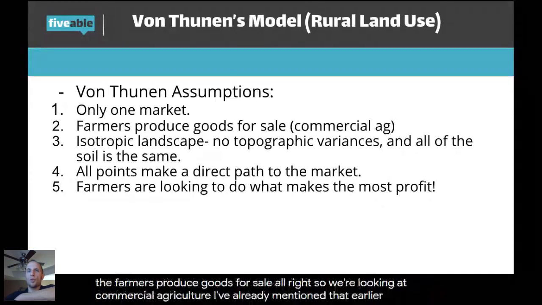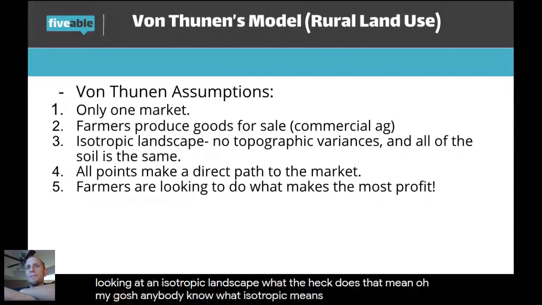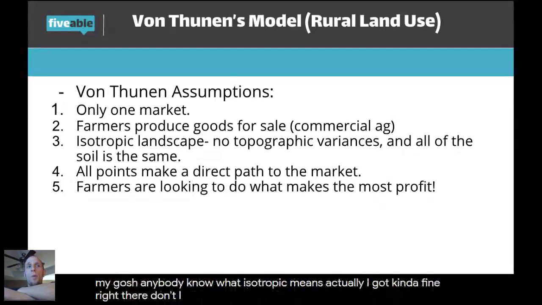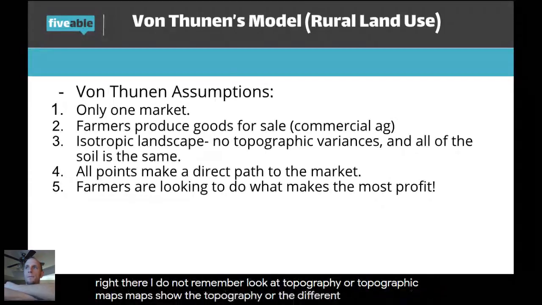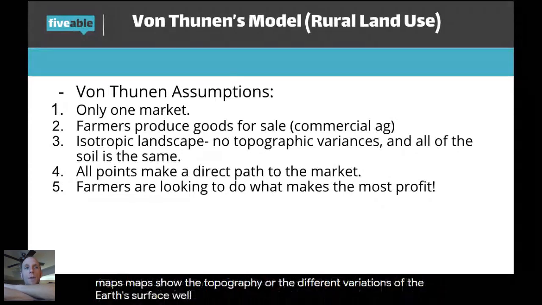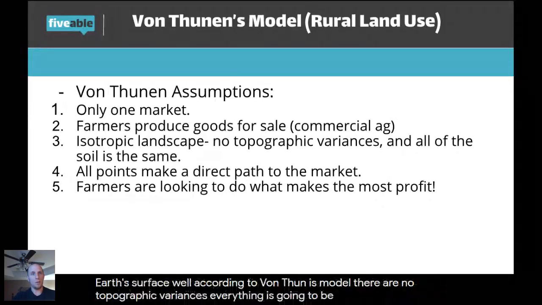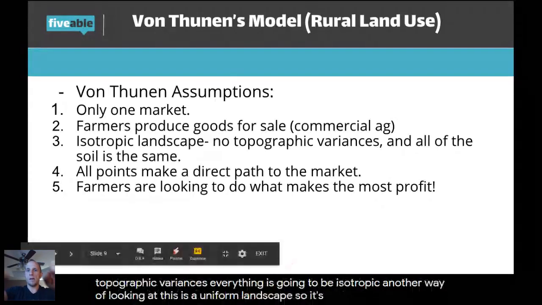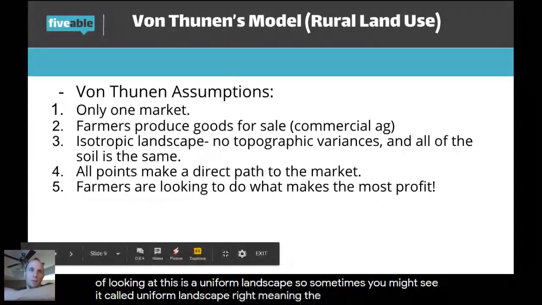We're looking at an isotropic landscape. What the heck does that mean? Anybody know what isotropic means? Actually, I've got it kind of defined right there, don't I? Remember, we look at topography or topographic maps, or maps that show the topography or the different variations of the Earth's surface. Well, according to von Thunen's model, there are no topographic variances. Everything is going to be isotropic. Another way of looking at this is the uniform landscape. So sometimes you might see it called the uniform landscape, meaning the same thing as isotropic.